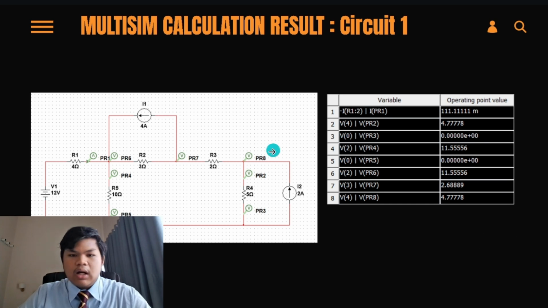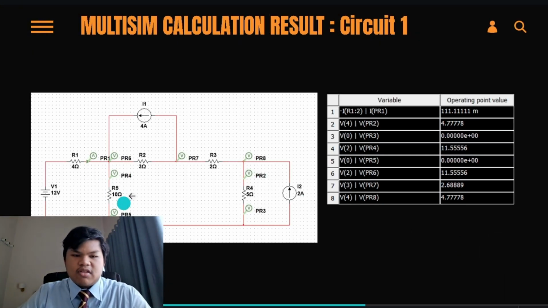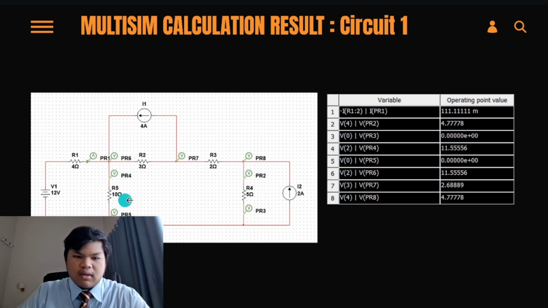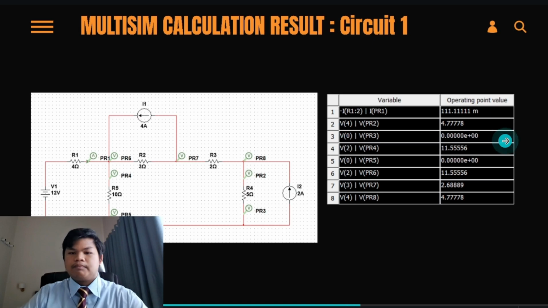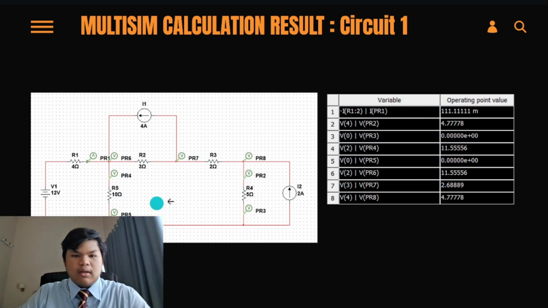Then VD, which is this part, which also equals the voltage across the R4, or the 5 ohm resistor, is 4.78. And then lastly, VB, which is the same as the voltage across the 10 ohms, is 11.56. And from the Multisim calculation, it simulated that the I naught here, which is this one, is 1.11 milli. Milli is times 10 to the negative 3, which is 0.1111, and so on.